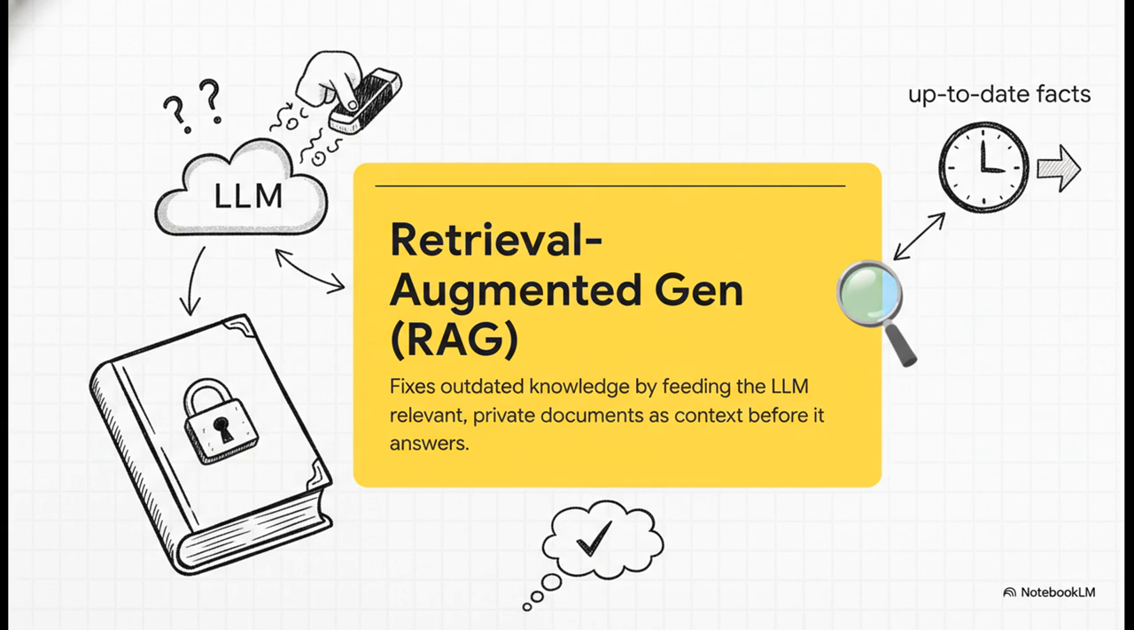So a major problem with LLMs is that their knowledge is frozen in time, and they don't have access to your private company data. This is why they sometimes hallucinate, which is just a fancy way of saying they make stuff up. RAG is the solution. Before the LLM answers, RAG goes and retrieves relevant, up-to-date facts from your documents and injects them into the prompt. It gives the model the exact context it needs to give an accurate, grounded answer.